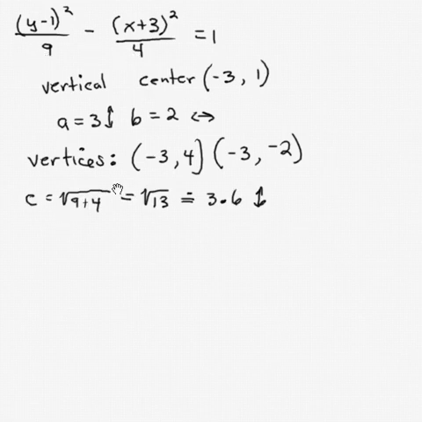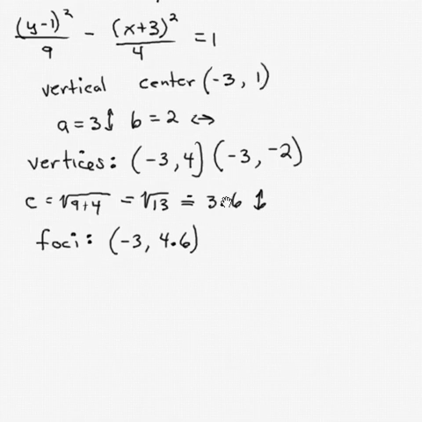Let's find c, the distance from the center to each focus. We add the denominators together, then square root it. Using your calculators and rounding it to one place, square root of 13 is approximately 3.6. We're going to go up and down 3.6, just like we're going to go up and down 3 for a, because the hyperbola is vertical. Going up and down 3.6 will tell us the foci. So the x value of the center is not going to change from the foci, but the y values will. So going up 3.6 is 1 plus 3.6, or 4.6. Going down 3.6 is 1 minus 3.6, which is negative 2.6.